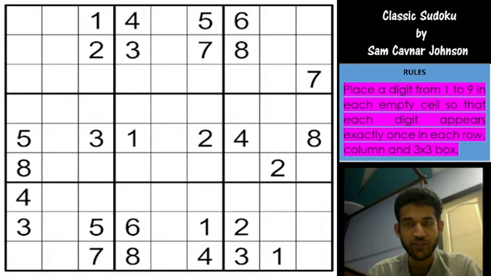Today I have a classic Sudoku created by Cavnar Johnson, and the Sudoku is titled The Box. It is a classic Sudoku and this was posted on the Discord server of CTC. I'm going to give this Sudoku a try today.